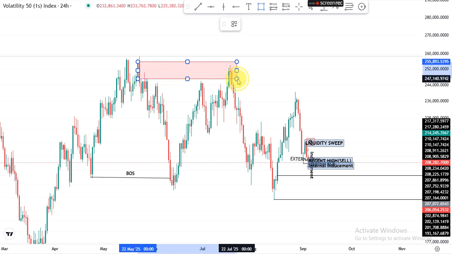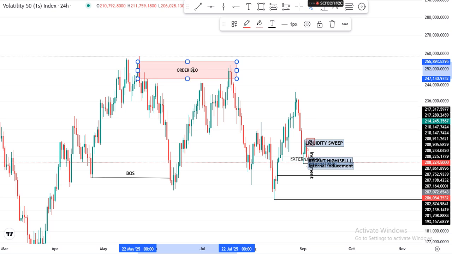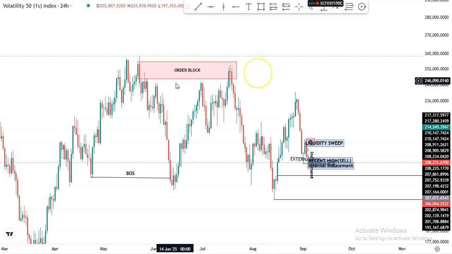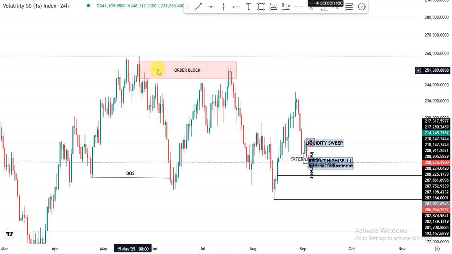It's called the order block. This is the order block here, on the higher time frame. Those who waited for it came and caught this sell. So now you see the market came down here again, then it sold down.